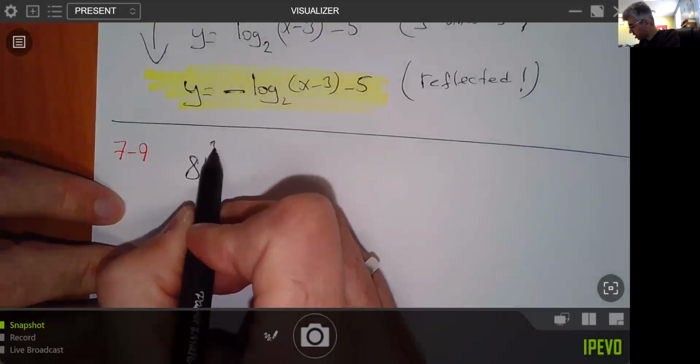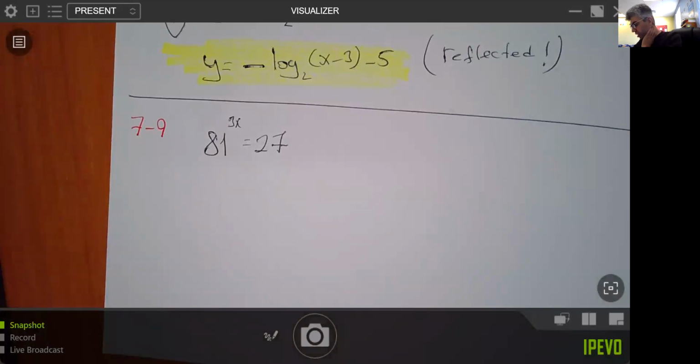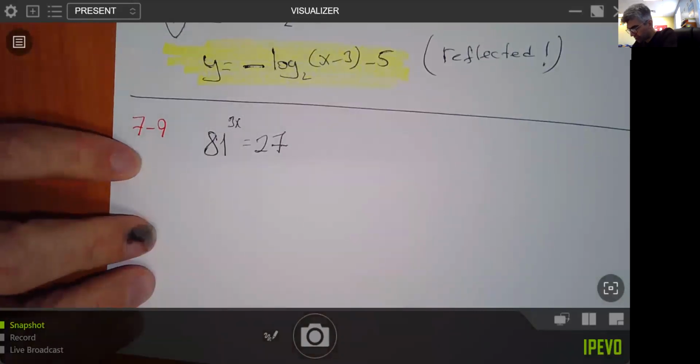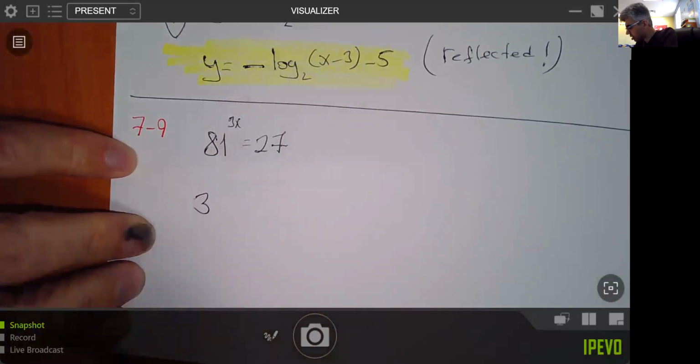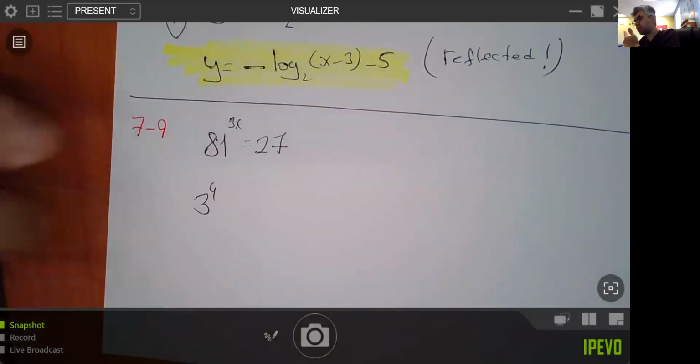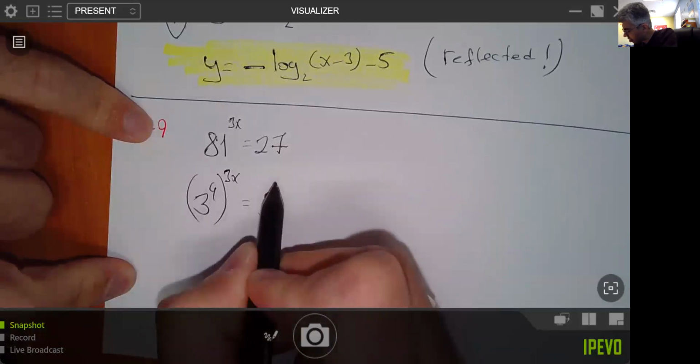81 to the power of 3x equals 27. What we do in this kind of questions, we try to write both sides of the equation with the equal base, same base, 81 and 27. They both can be written as a power of 3, right? So 81 is 3 to the power of 4. 3 times 3, 9, times 3, 27, times 3, 81. You see, it's 4. And it's 3x power. And 27 is 3 cubed.